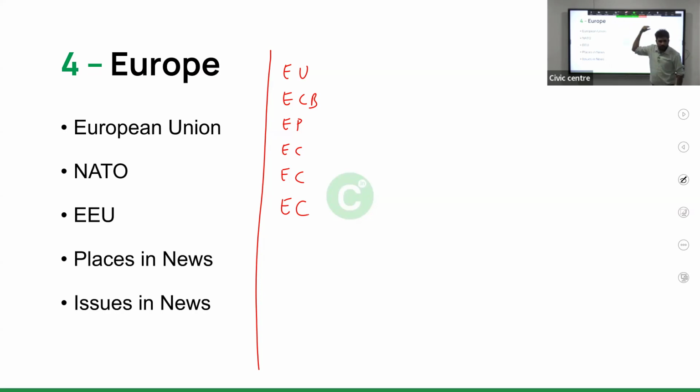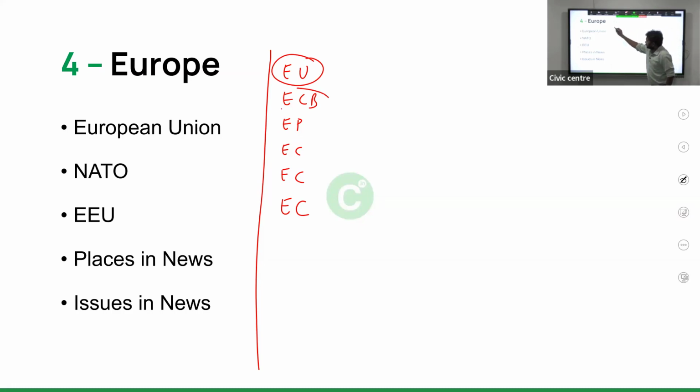So you can compare the Indian Union with the European Union. They have the right to exit. You don't have the right to exit. Brexit. So it's a union of European nations. You can compare with the Indian Union.